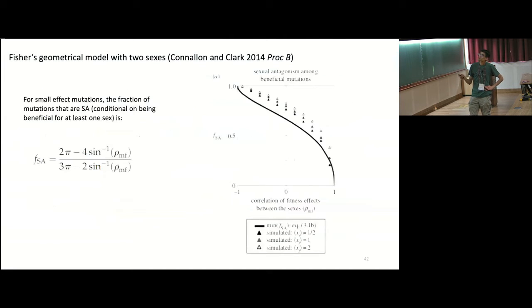Okay, so here's one of their results. This represents the fraction of mutations that will be sexually antagonistic. So of those mutations that are beneficial in at least one sex, what fraction of them will be sexually antagonistic? And they plot this as a function of that correlation, and you can see it can be quite high or quite low. And again, it's helpful to draw this out, and you can see why that is.